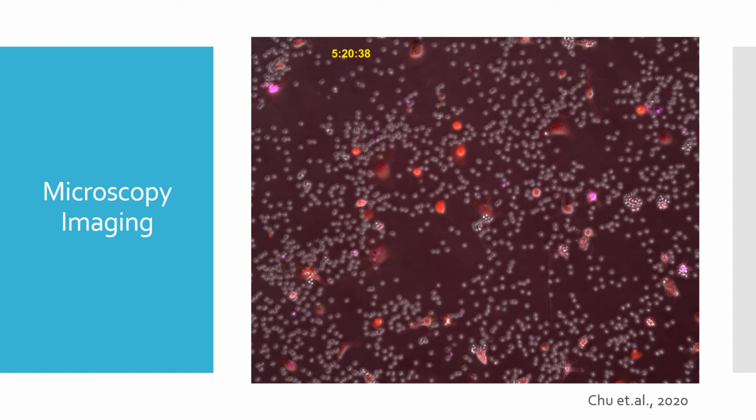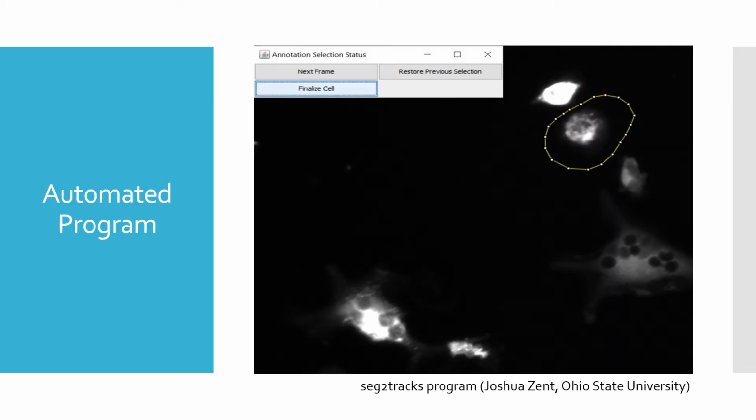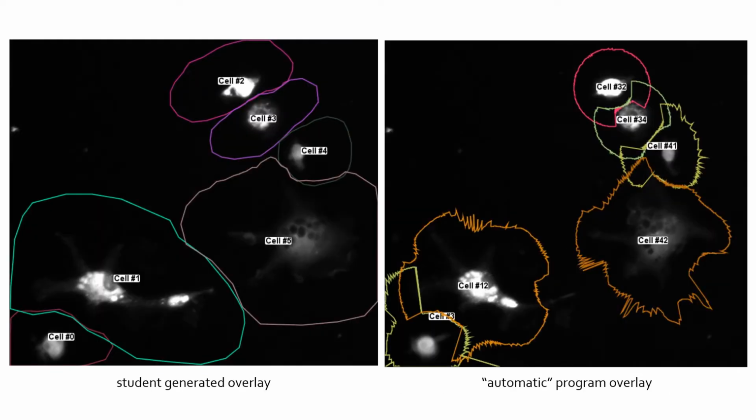However, first, we need to establish a ground truth to determine the accuracy of said program. With the help of Joshua Zent from Ohio State University, we used a Fiji-based program to manually outline the individual macrophages as shown in this image. Each cell was completed one at a time across all 206 frames before moving on to the next one using Seg2Track's manual selection.